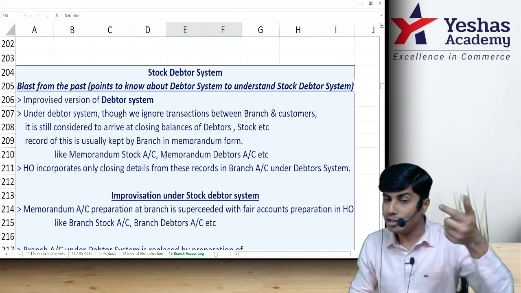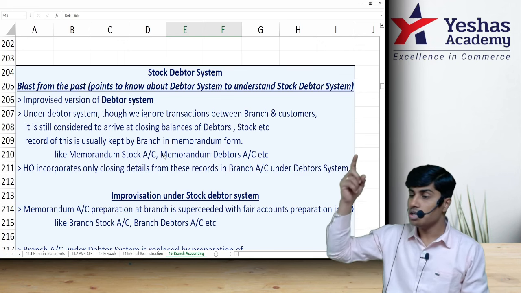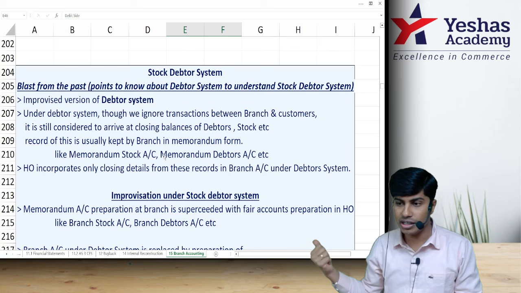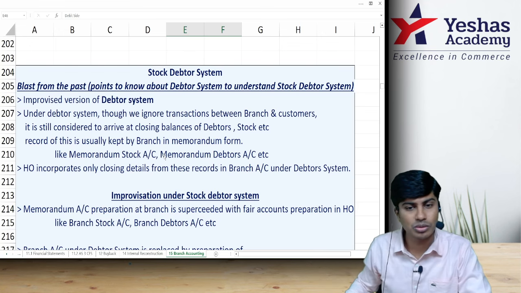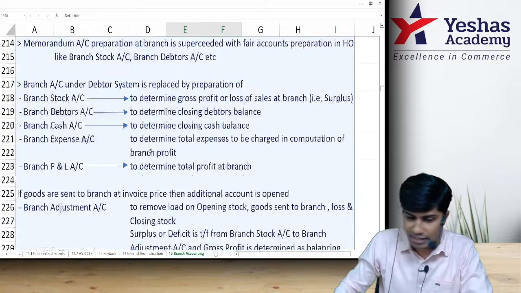Under debtor system, I told you certain transactions involve the branch and somebody else. We used to not write an entry. Here we write an entry. Let's see the transactions and the entries.